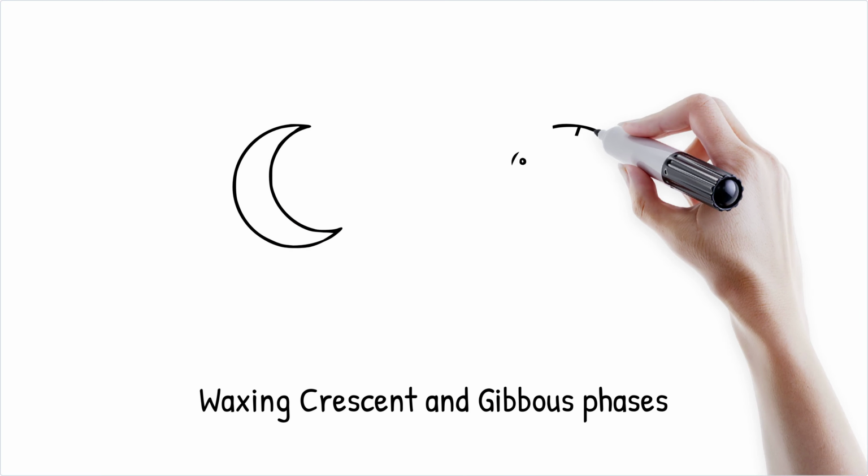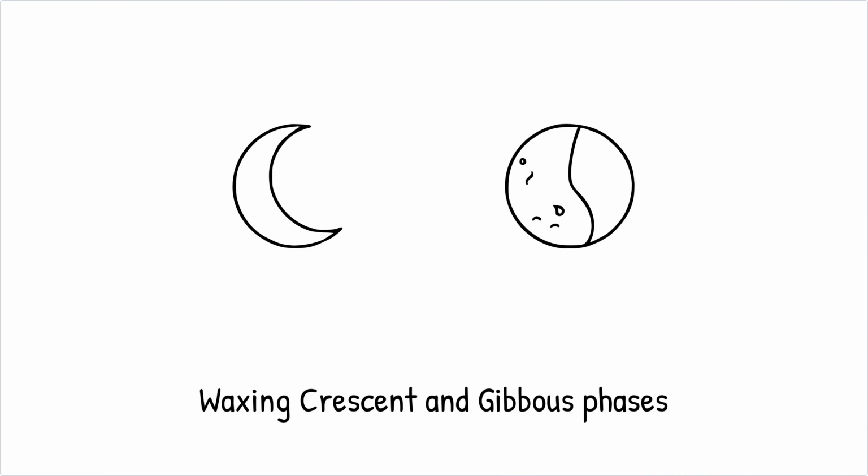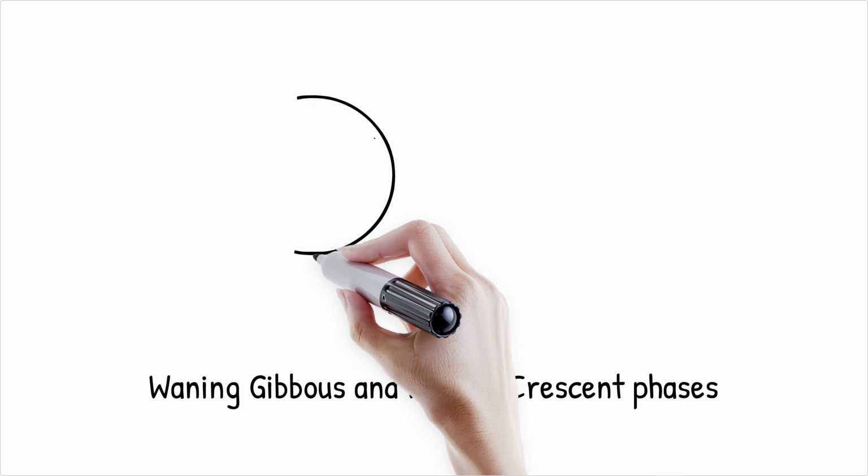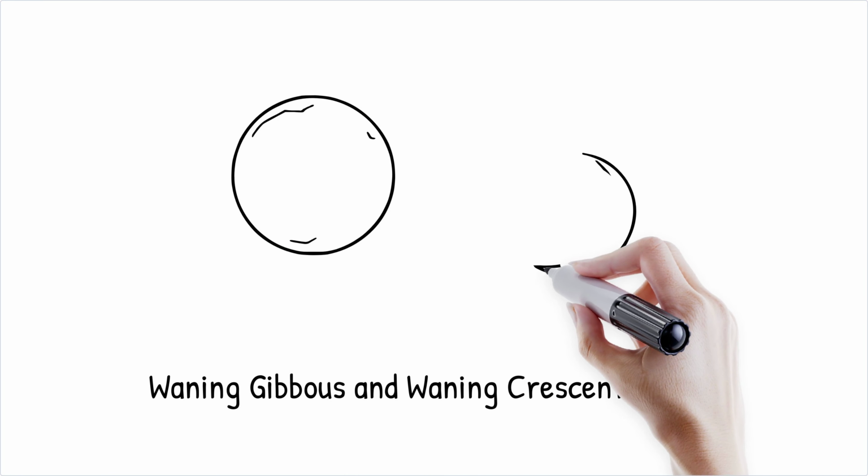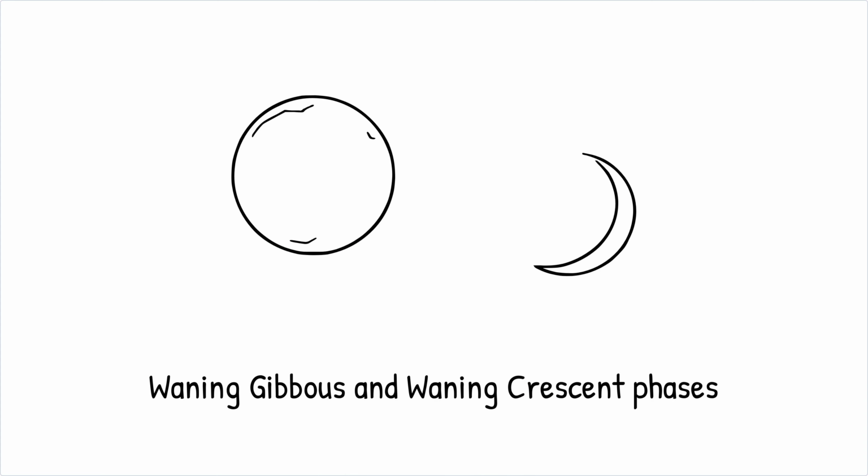A waxing crescent appears just after the new moon, when just a sliver of the moon becomes visible. A waxing gibbous follows the first quarter as more than half of the moon is illuminated. Conversely, a waning gibbous occurs after a full moon as the illumination decreases, and a waning crescent appears before returning to new moon.